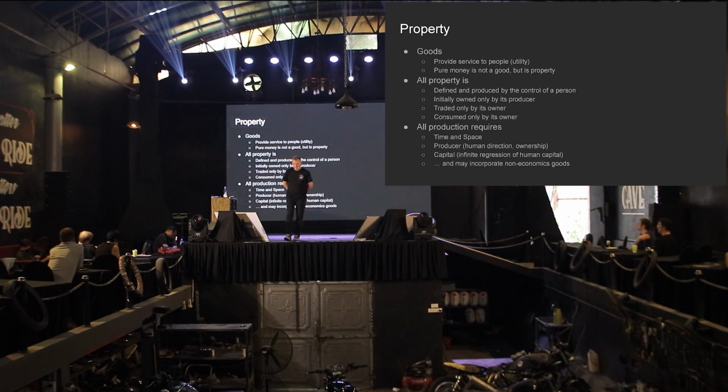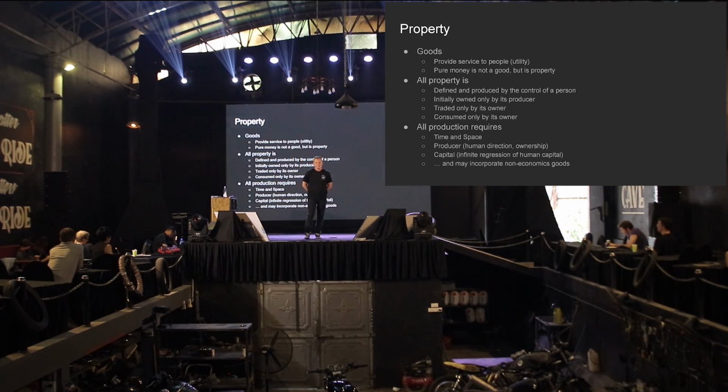Initially owned by its producer. Some person has to actually produce it and make it property. That's an act of a person, and then it can be traded by its owner. Property can only be consumed by its owner, right? The owner has controlled it by definition, therefore the owner is consuming it. When I talk about consumption, I think later, you'll see that consumption is really properly described as depreciation. Financial people understand this better than economists. Consumption is not the act of a trade between two parties. Consumption is the act of destruction of the product.